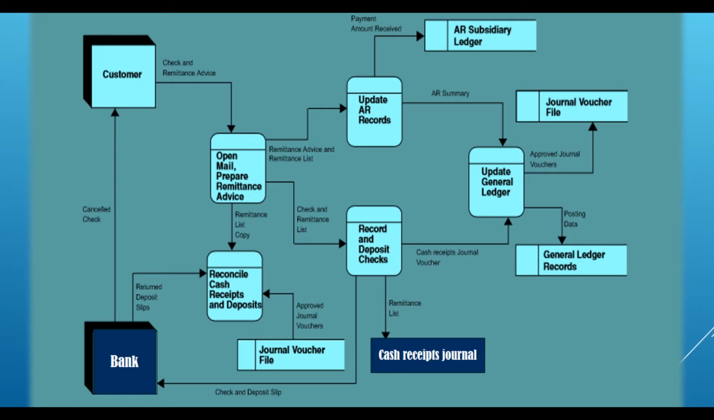A check, together with the remittance list, in the record and deposit checks function will be verified by a cash receipt employee to see if they are accurate and complete. Then after reconciling, the employee records the check in the cash receipts journal. The check, together with the deposit slip prepared by the administrative clerk, will be forwarded to the bank for validation, then returned to the company, which is the customer, for reconciliation. At the end of the day, cash receipts summarizes the journal entries and sends the journal voucher to the general ledger function to be updated.